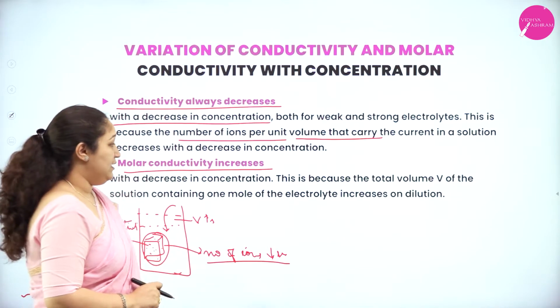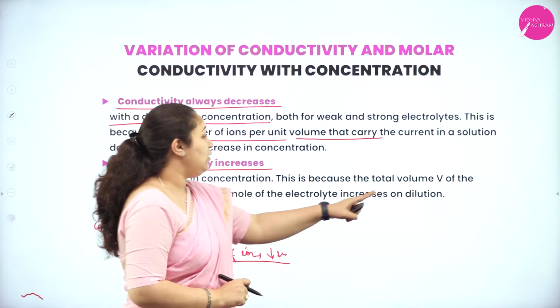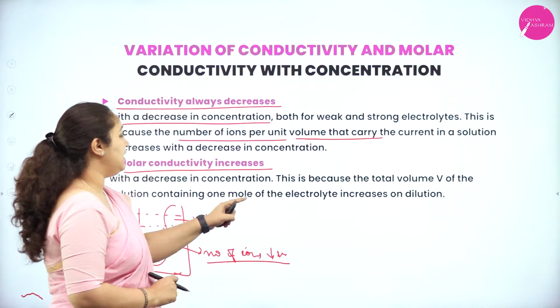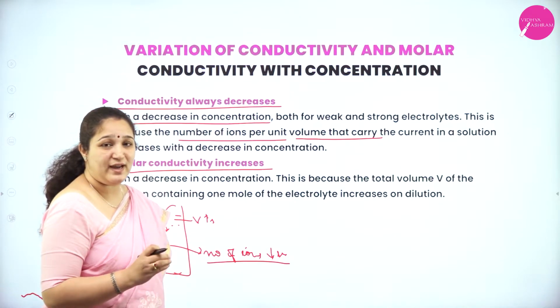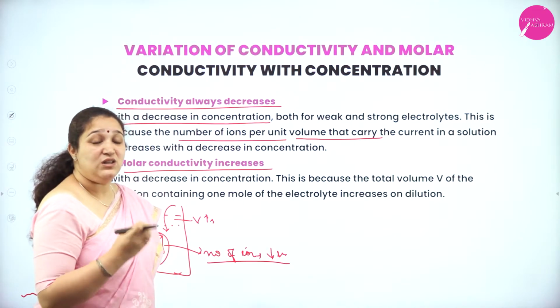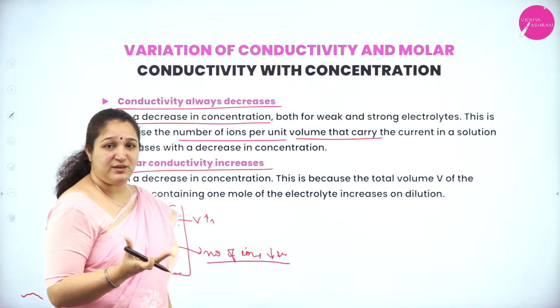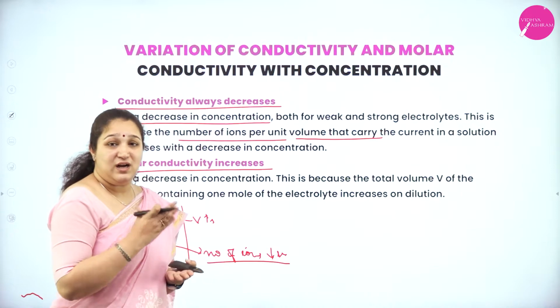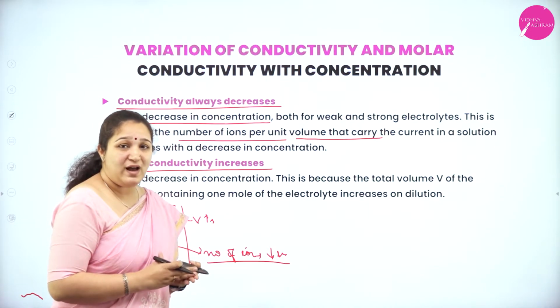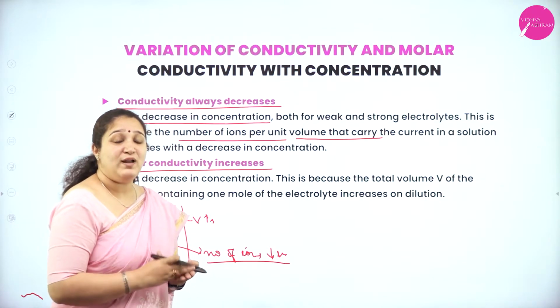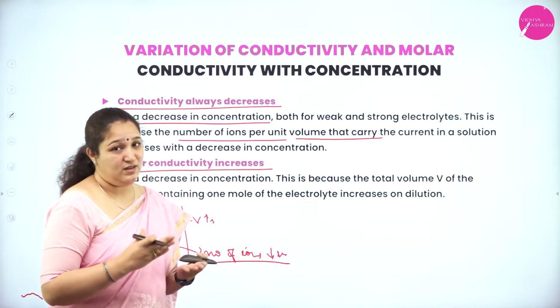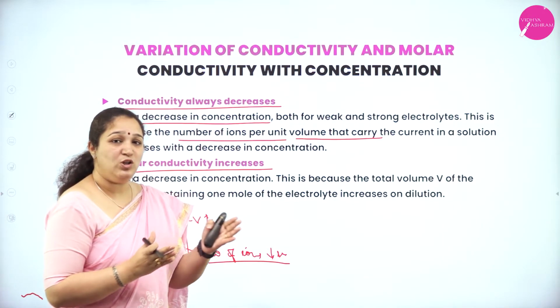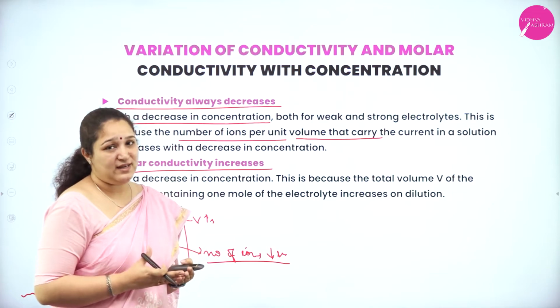Why is it? It is because the total volume of the solution containing 1 mole of the electrolyte will increase. The volume will increase, isn't it? What is the meaning of molar conductivity? It is the conductance due to the number of ions produced by 1 mole of an electrolyte in a solution. Now, when the volume increases, what exactly happens?